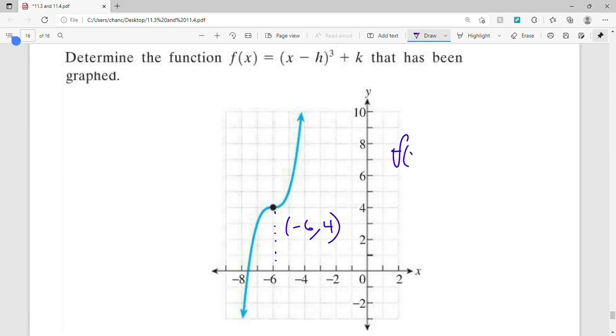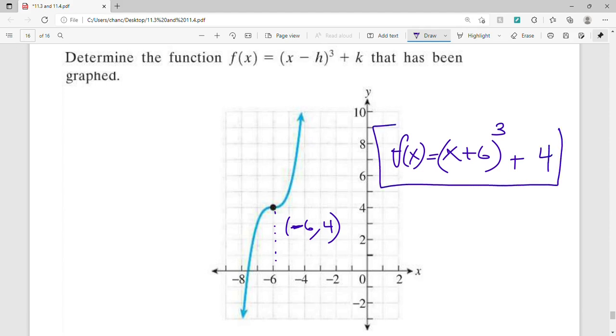So if I rewrite my original cubic function, since this is a negative h, remember, this is always opposite of what you think for the h, so this is a +6 on the inside. Cube it, because it's a cubic function, and k is what we see is what we get, so it's a +4. This is our original function. It's a cubic function. I know it's the regular one. It doesn't have a negative in front because it's an S shape with the tail on the left going down and the tail on the right going up.